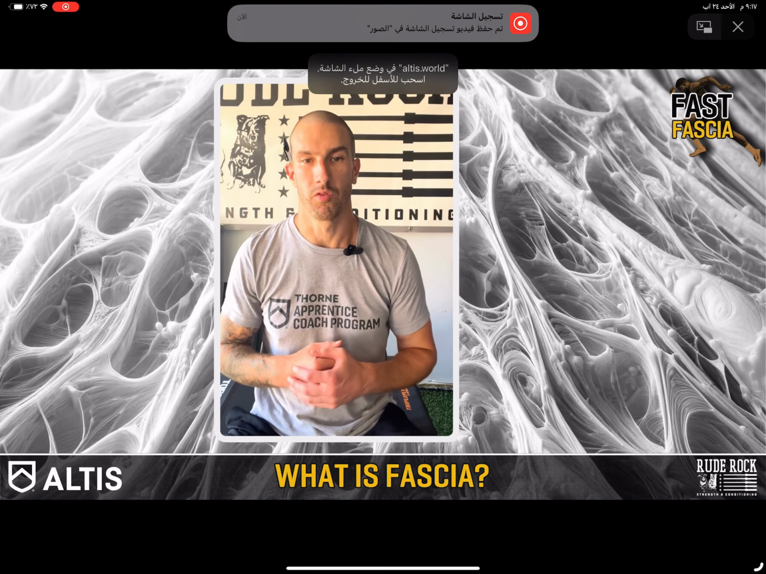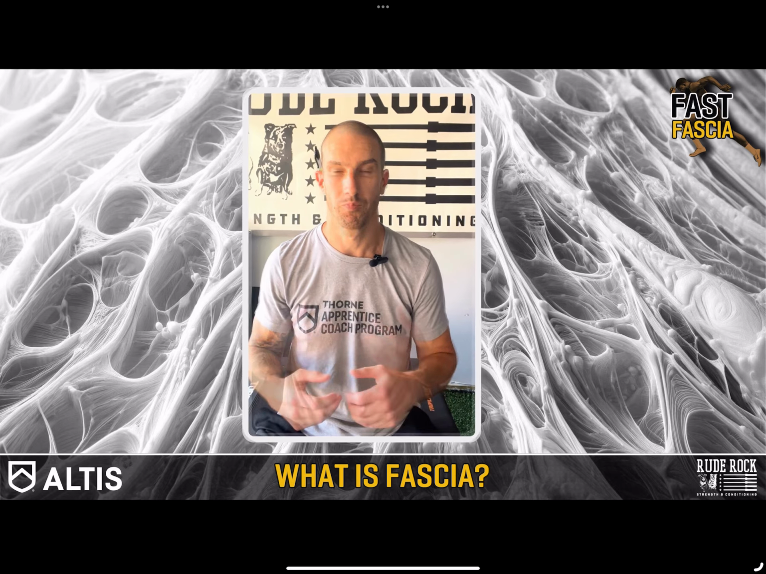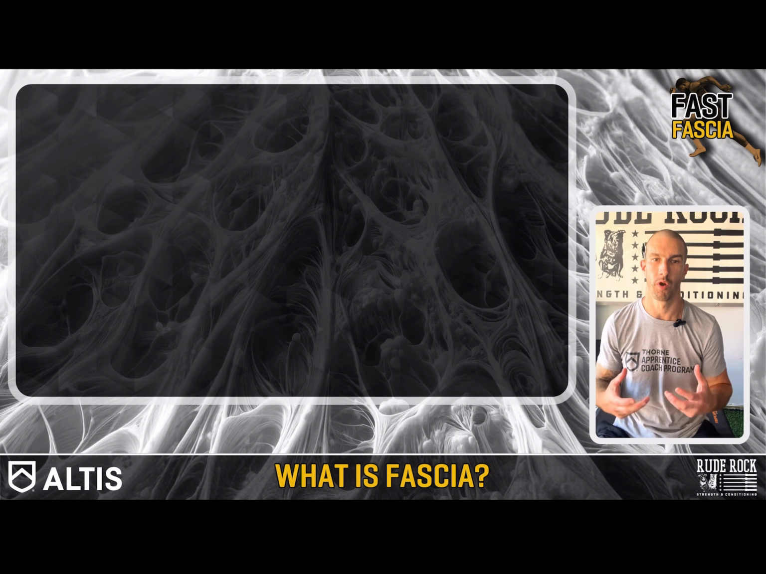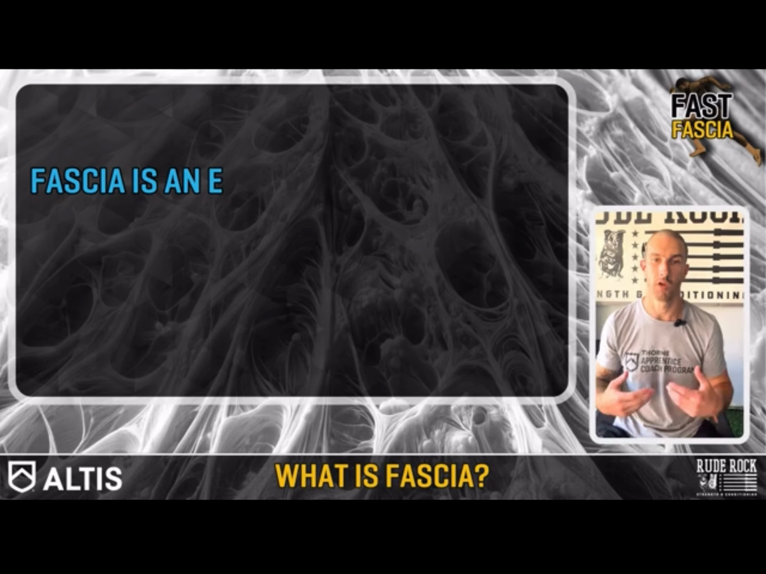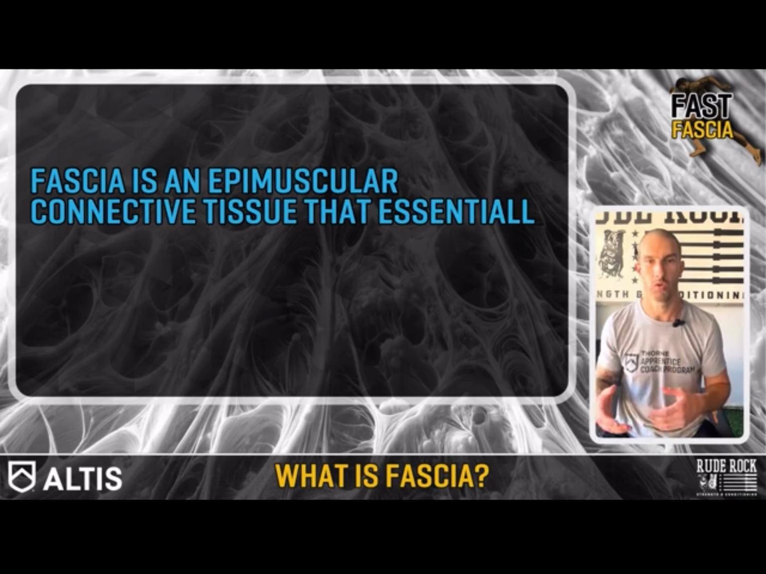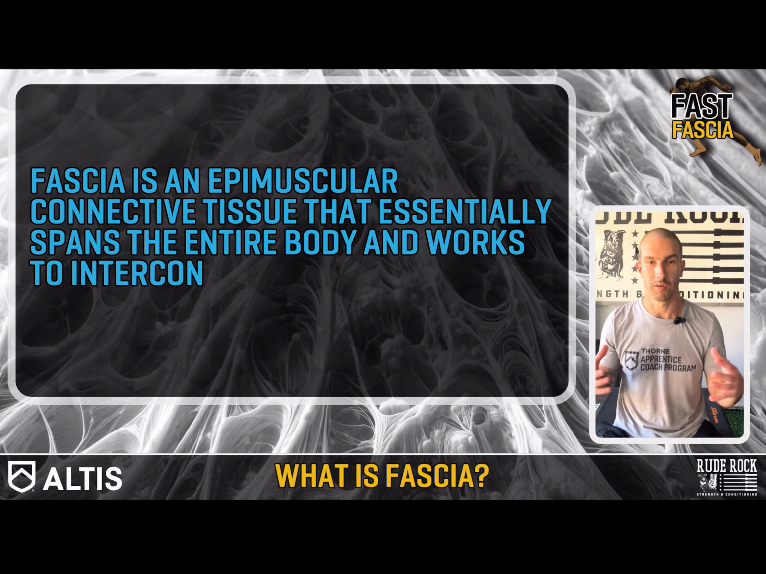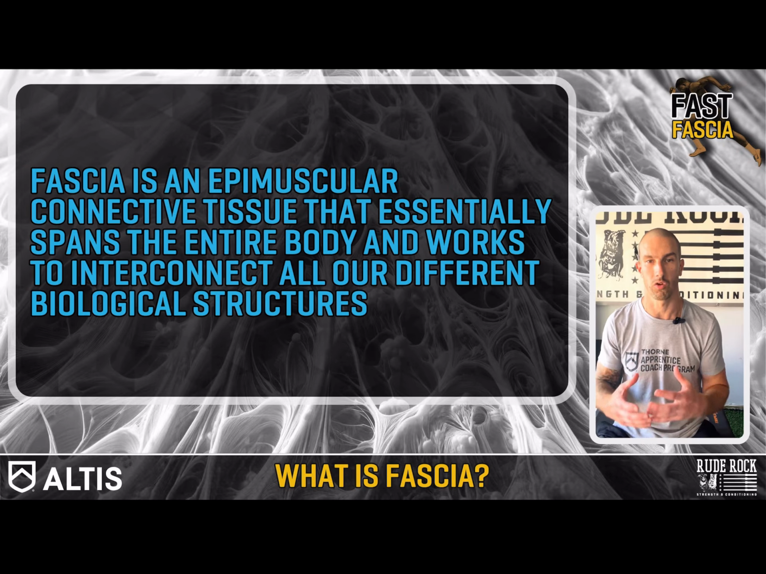So considering the premise of this course, a fair and logical place to start is simply what is fascia? When we think about fascia, the first thing that we want to think about is connective tissue. At the end of the day, that's all this is: just a connective tissue system that is present throughout the body. A little bit more specifically, fascia is an epimuscular connective tissue that essentially spans the entire body and works to interconnect all of our different biological structures.